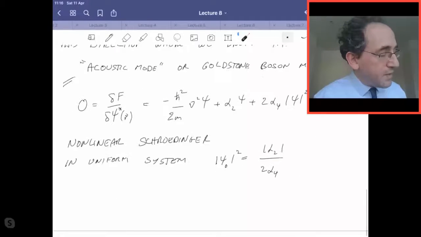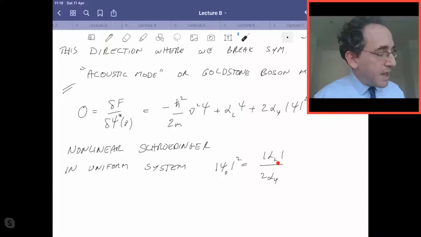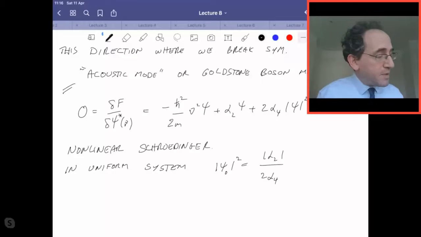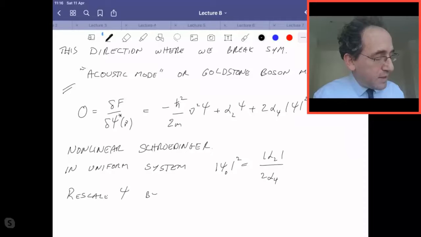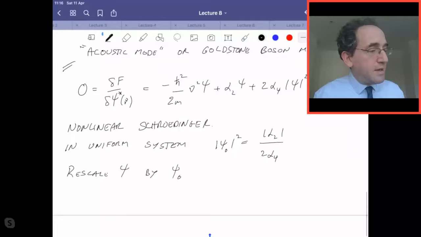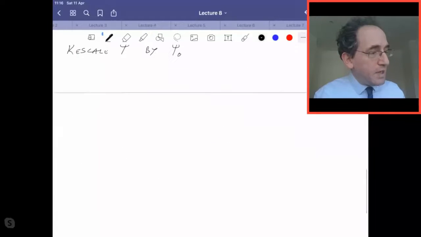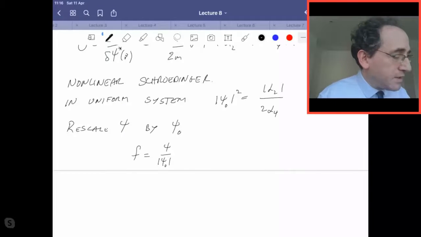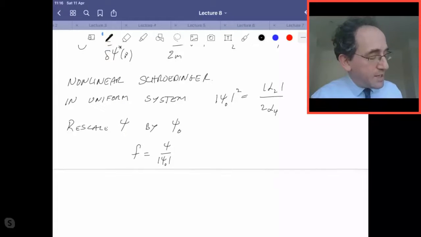So psi naught squared is absolute alpha 2, assuming alpha 2 is less than 0, in other words, in the condensed phase, divided by 2 alpha 4. This sets the scale of psi in the problem, and it's useful to rescale psi by psi naught. So let's define f equals psi over absolute psi naught. I guess psi naught is real. We're going to choose it real and positive anyway, but we'll write it as absolute psi naught.